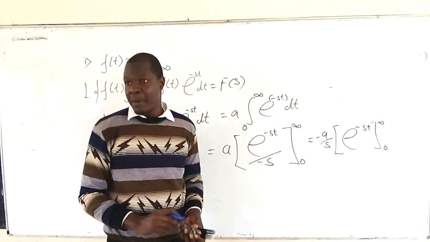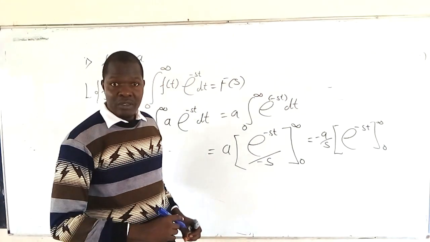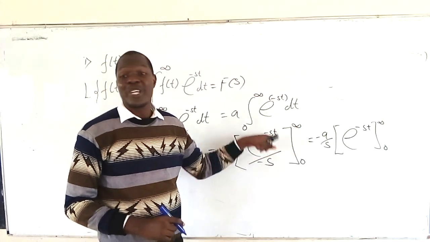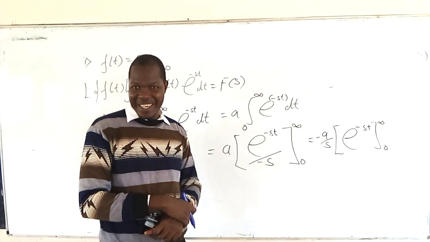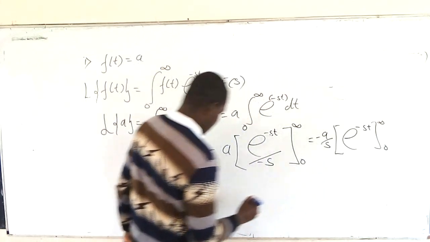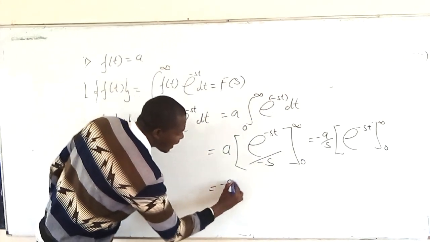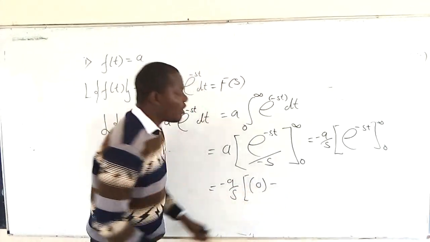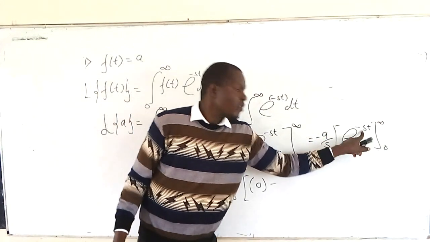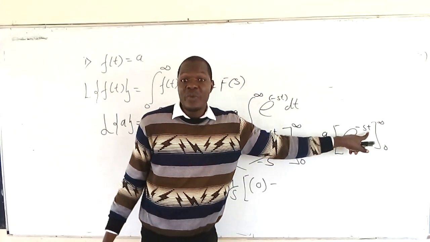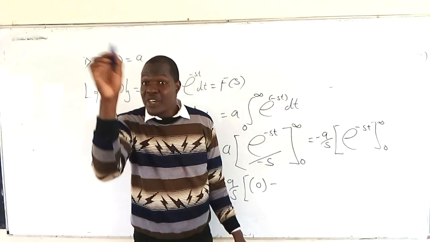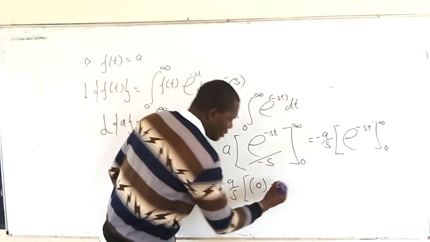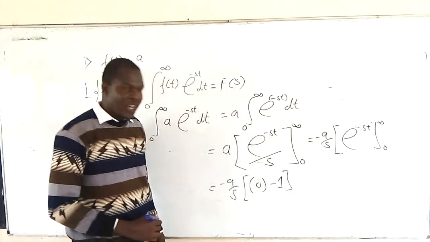If you use a very big number, you get 0. So as b tends to infinity, exponential negative b tends to 0. So the upper limit gives 0. So we have negative A over s times the upper limit 0, minus the lower limit. When you substitute 0 for the lower limit, everything goes to 0, so you have exponential raised to power 0. Anything raised to power 0 is 1.